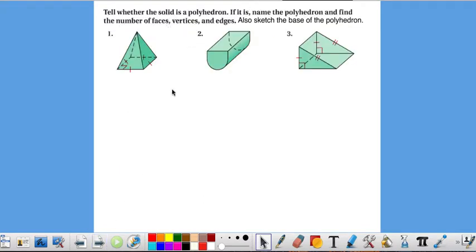So let's play with this idea a little bit here. We have three different solids. We're going to say whether or not the solid is a polyhedron. If it is, we're going to name it, find the number of faces, vertices, and edges, and then also we're going to sketch the base. So a lot of steps if it is.